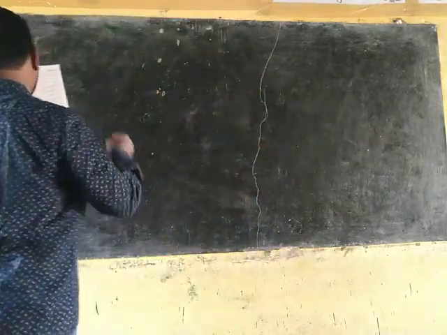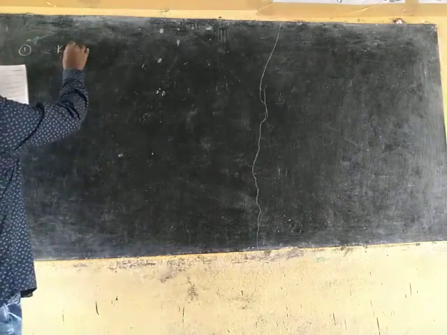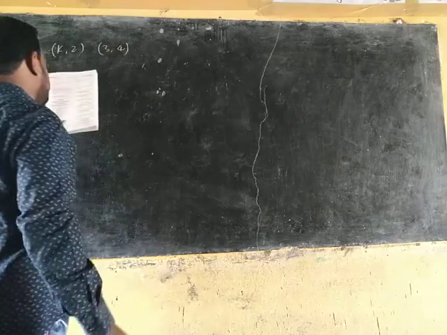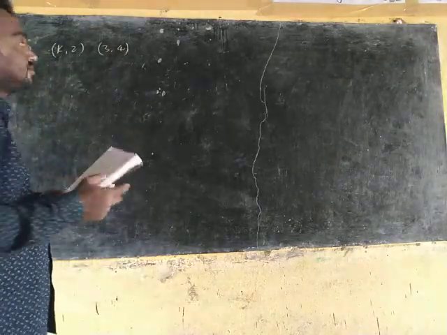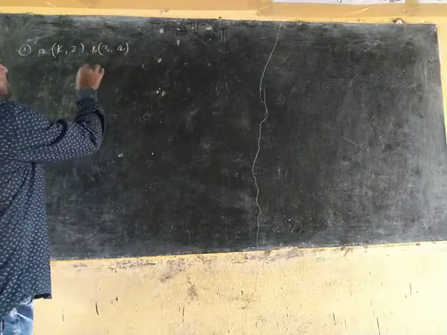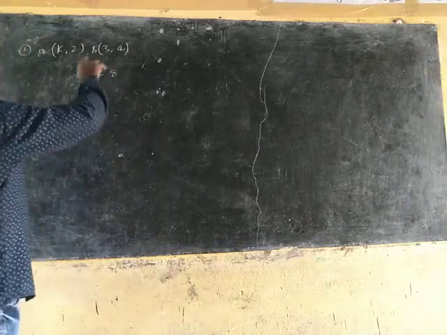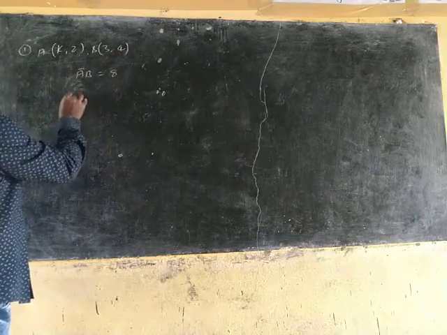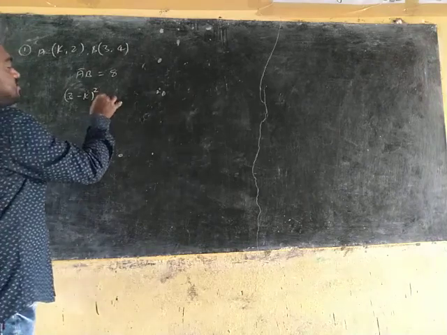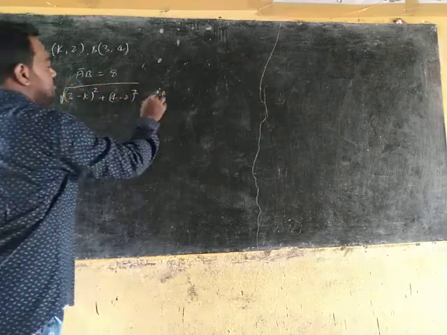First question. If the distance between the points (k, 2) and (3, 4) is 8, then k is equal to what? The given points, take them as A and B. By the given, the distance from A to B is 8. We need to find the k value, so use the distance between 2 points formula: square root of (3 minus k) whole square, that is (x2 minus x1) whole square, plus (y2 minus y1) whole square, (4 minus 2) whole square, is equal to 8.